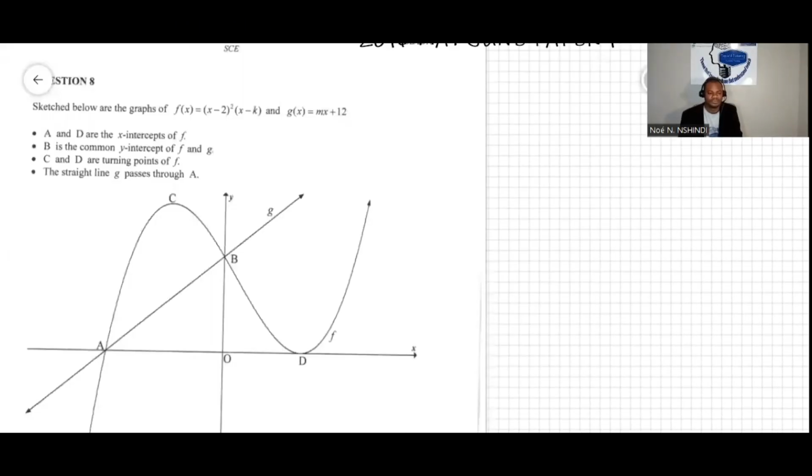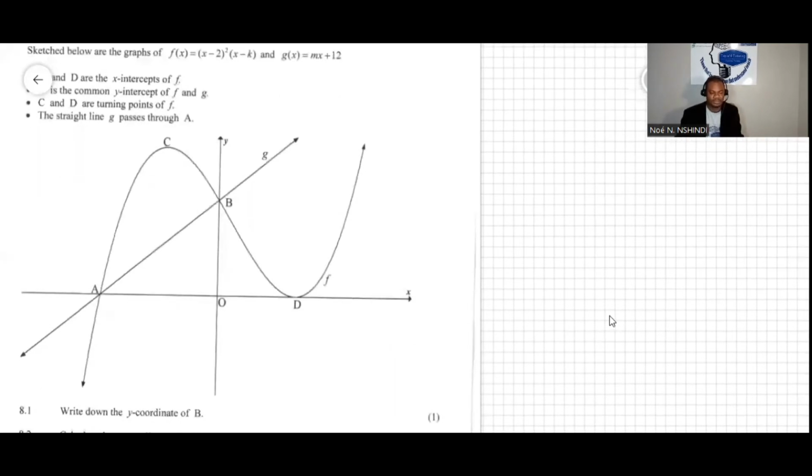Well, the question here says the sketch below is the graph of f of x and g of x. A and D are the x-intercepts of f. B is the common intercept of f and g. C and D are turning points of f. The straight line g passes through A.